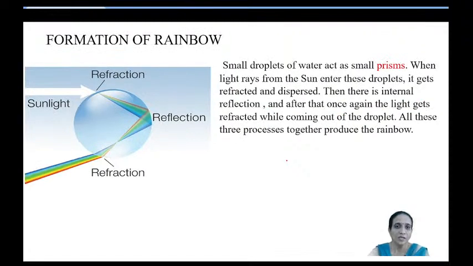Over here you will see that during the formation of a rainbow, the small droplets of water act as prisms. When light rays from the sun enter these droplets, they get refracted and dispersed. Then there is internal reflection. After that, once again the light gets refracted while coming out of the droplet. All these three processes together produce a rainbow.